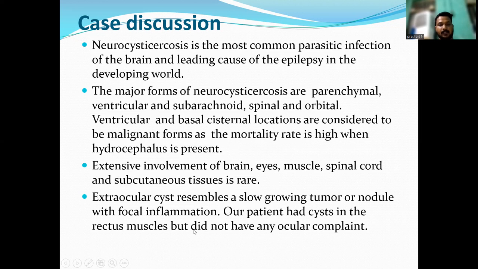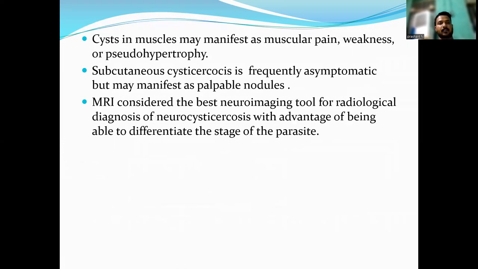In our patient, we had a cyst in the rectus muscles but no ocular complaints. Cysts in muscles may manifest as muscular pain, weakness, or pseudohypertrophy. Subcutaneous cysticercosis is frequently asymptomatic but may manifest as palpable nodules. MRI is considered the best neuroimaging tool for radiological diagnosis of neurocysticercosis, with the advantage of being able to differentiate the stages of the parasite.